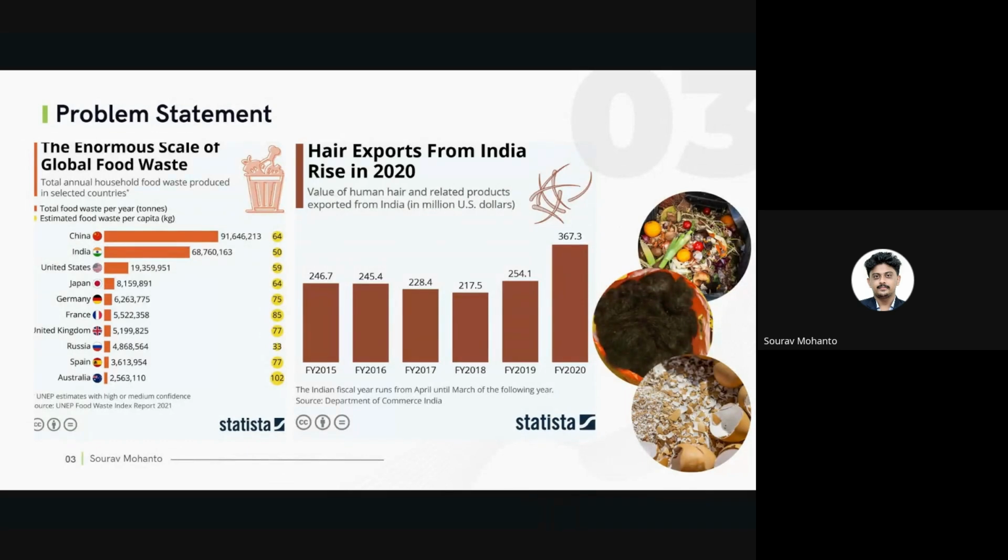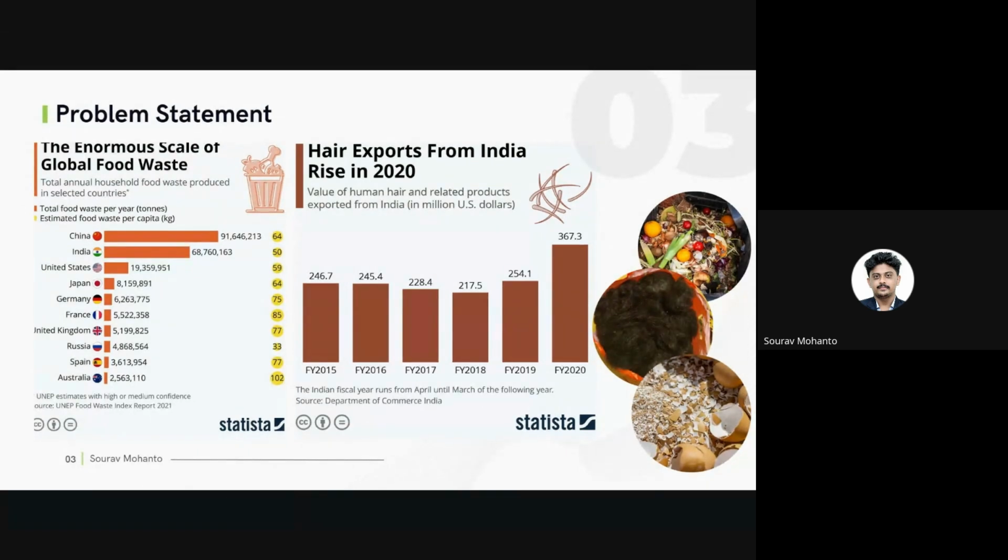Before going deep into my presentation, we need to first understand the present problem. Throughout the world, there is an enormous scale of global food waste. If you look into the populated countries like China, India, United States, we can find that each year some 50 kg of food waste has been generated from household waste.